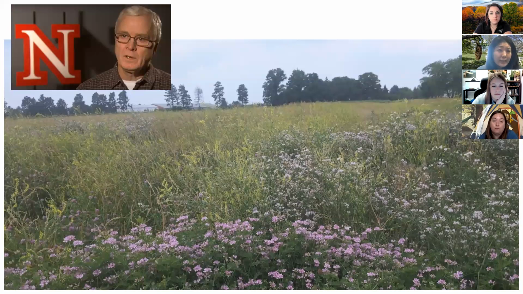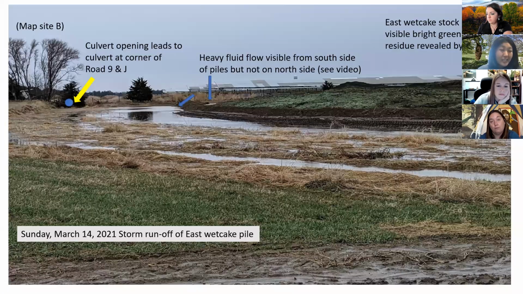This is what it looks like out in the field. Dr. Marian Ellis was my predecessor, and did a wonderful job seeding the site with beautiful pollinator-friendly forbs, including clovers and vetches and milkweeds. Unfortunately, the bees can't survive in this landscape, and I think it has a lot to do with the runoff from the wet cakes. This was this March.